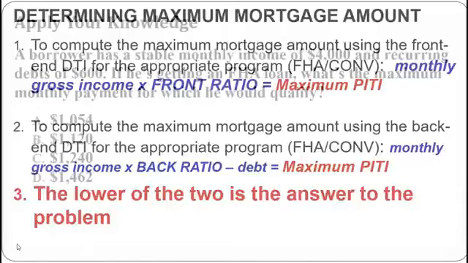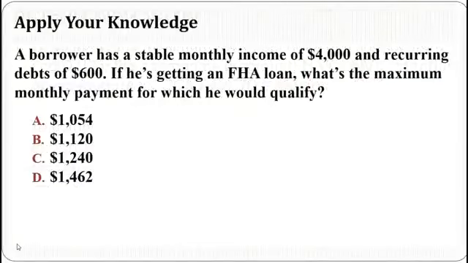Here is your problem. A borrower has a stable monthly income of $4,000. They have debt of $600. They're getting an FHA loan. So hopefully you've memorized the ratios for FHA, because if not, how are you going to do it? What is the maximum monthly payment that the borrower will qualify for? Go ahead and do step 1, do step 2, and do step 3.